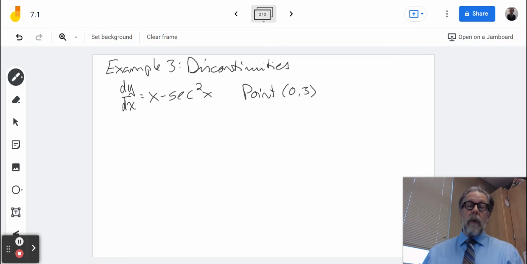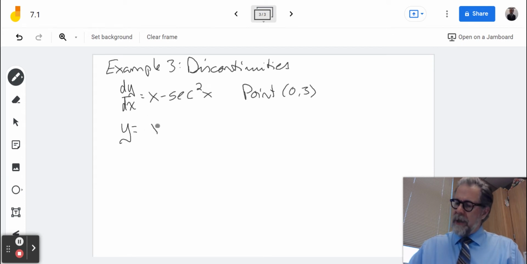All right. What I want to talk about in these examples, well, the first example is how do we deal with discontinuities? So we've got a derivative here. Let's go ahead and find the function y equals. So let's see, what do I know? What function has a derivative x? Well, x squared will have a derivative of x.